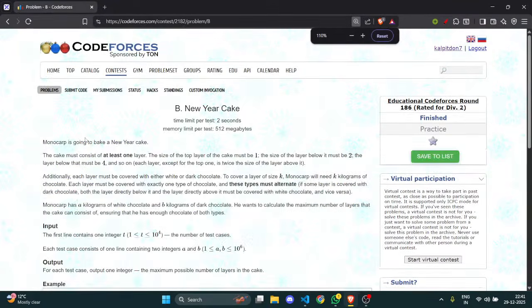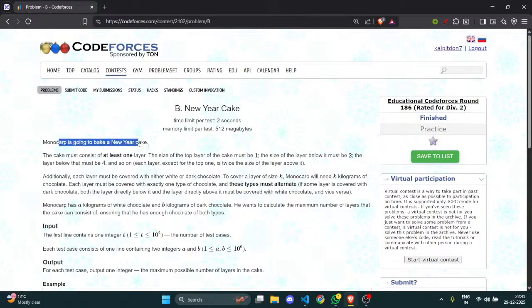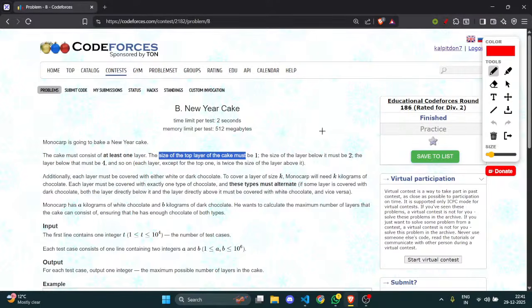So the second question is New Year Cake. This is also a nice question. Monocarp is going to bake a New Year cake. The cake must contain at least one layer, and the size of the top layer will be one. So the cake is something like this.